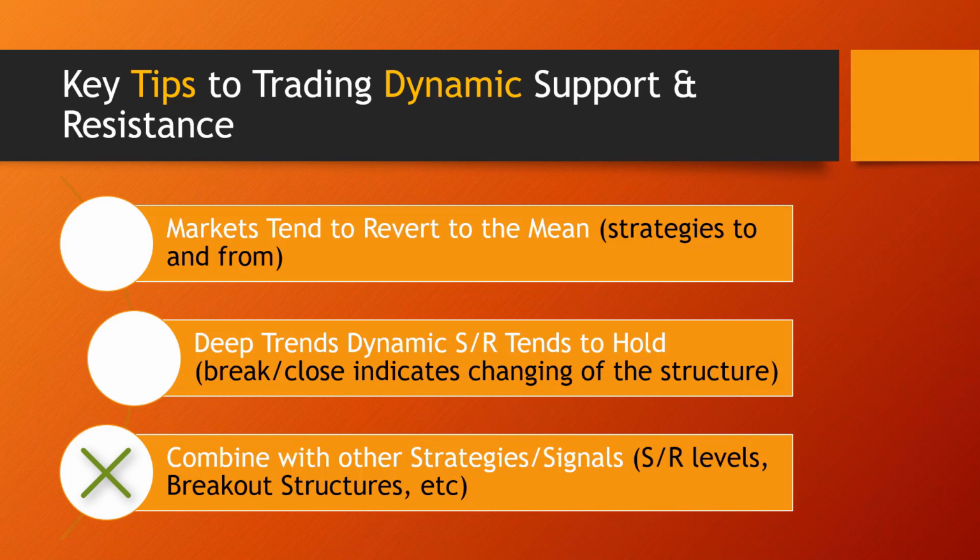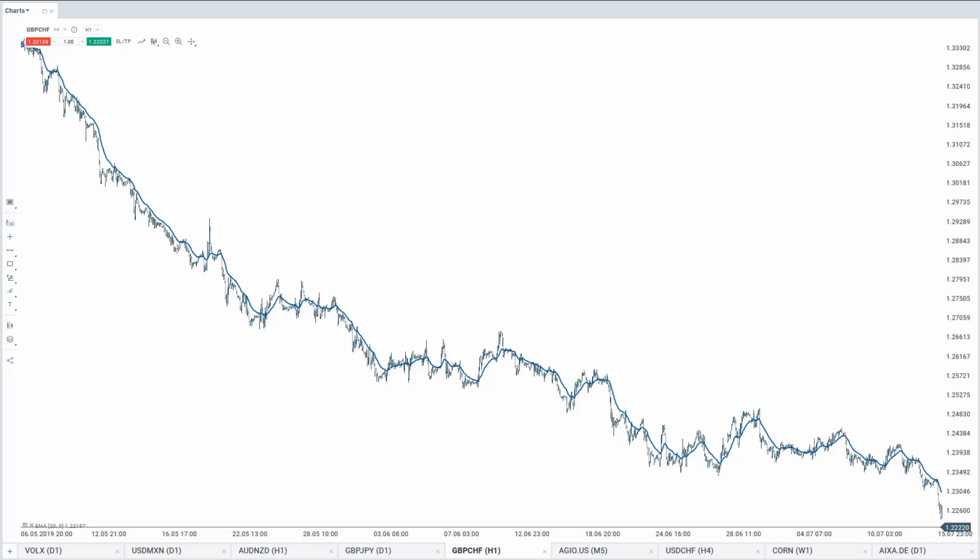So you can combine the 20 MA with support and resistance levels. You can combine it with breakout structures. There's a lot of things you could be combining it with that will help enhance or amplify any particular trading signal because you have more pieces of information supporting your trade idea. So let's get into some charts on this.